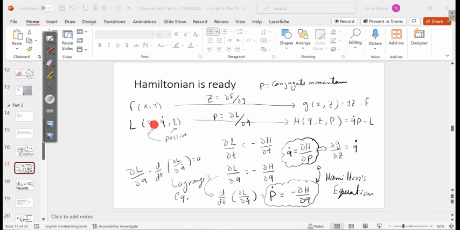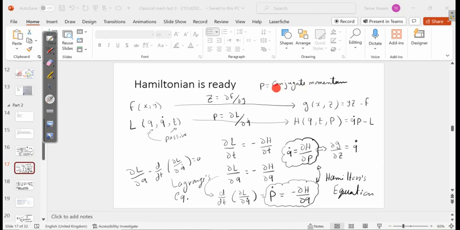Q and T here are passive because they are present in both L and H. So they are passive, Q and T. The active one is Q dot. It is replaced with P. So Z here is P, and F is L. So P is equal to partial L by partial Q dot. P is termed the conjugate momentum, or P is equal to the conjugate momentum. This is its definition. Okay.